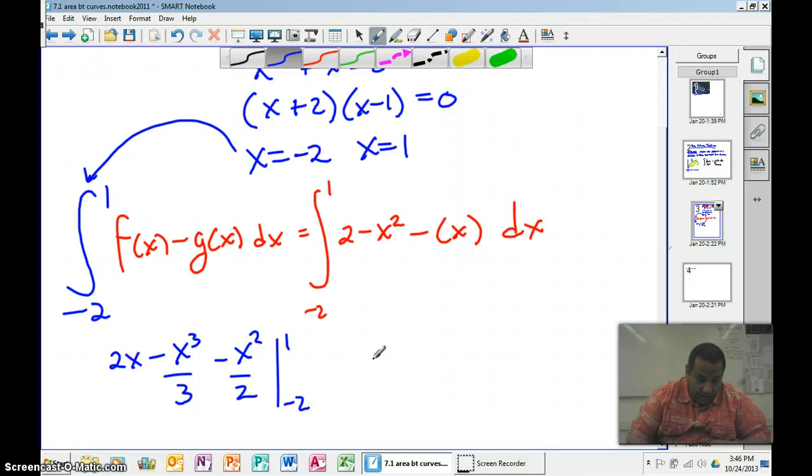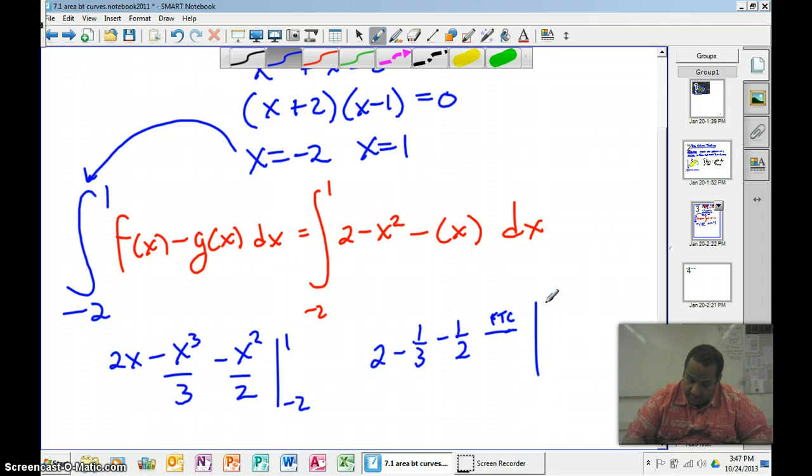So I'm going to plug in 1, and I get 2 minus a third minus a half. Just word to the wise, I wouldn't get common denominators yet, and you're going to find out why. Minus, and that minus is from the fundamental theorem of calculus. I usually like to put FTC sometimes. And then I'm going to put negative 2 in. So let's see what happens.